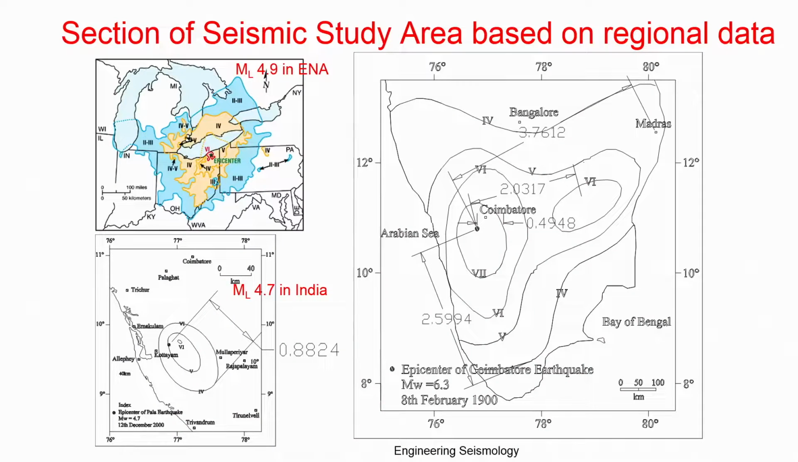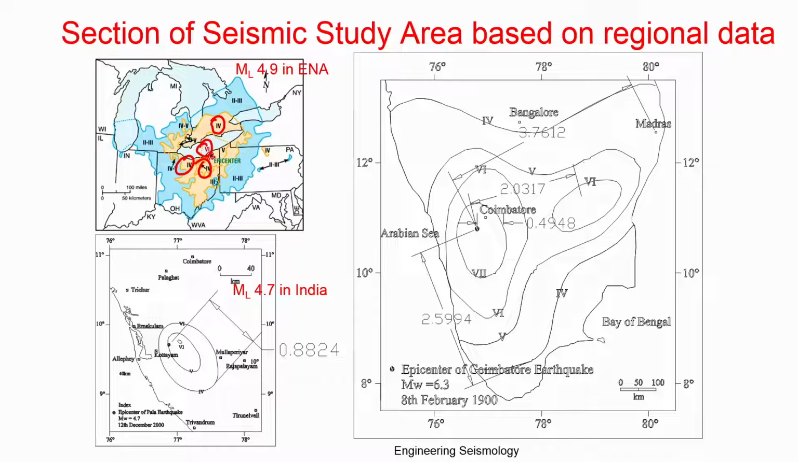So let's see the US map. Okay, this is actually a 4.9 magnitude, local magnitude, earthquake in eastern North America. You can see the intensity map, the 4, the 6, very closely you can see the intensity map. Okay, so this is the distribution of the isoseismal map.